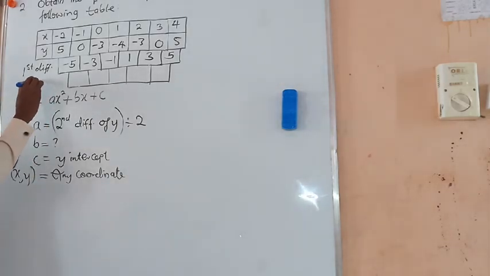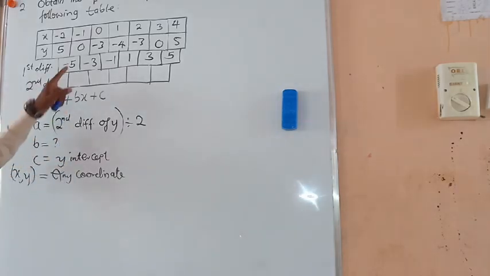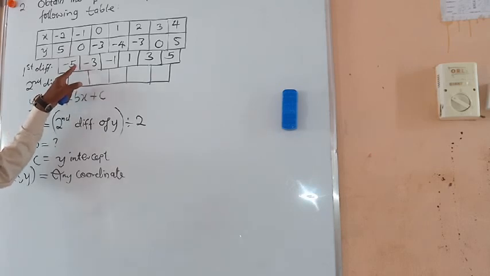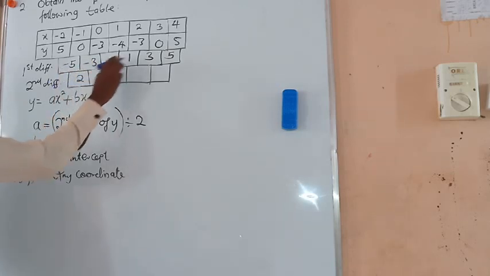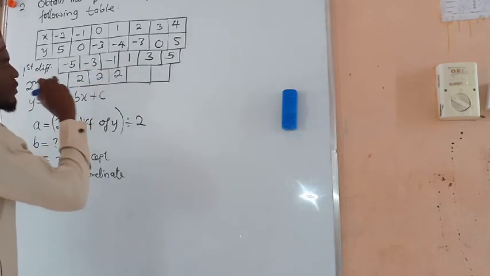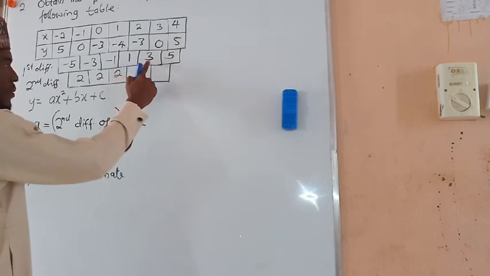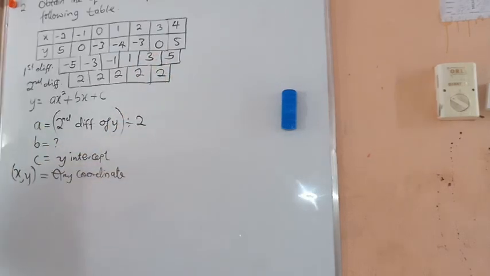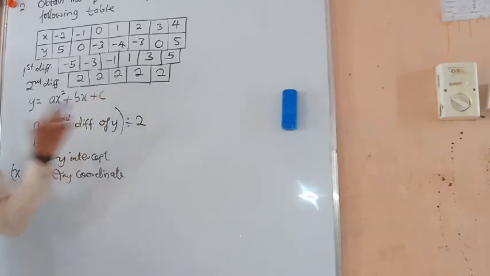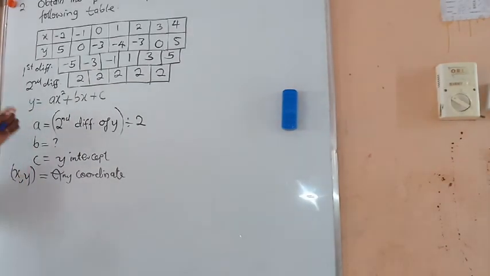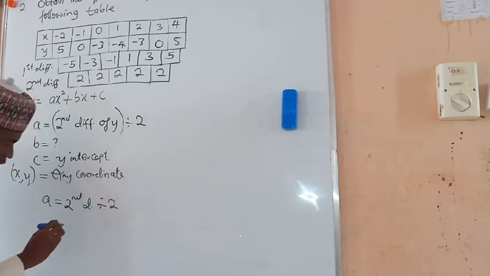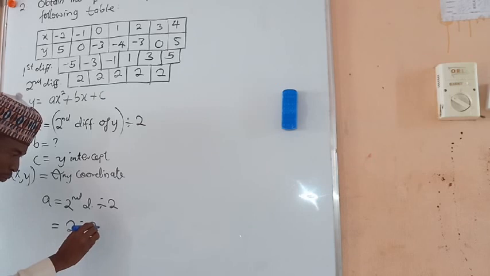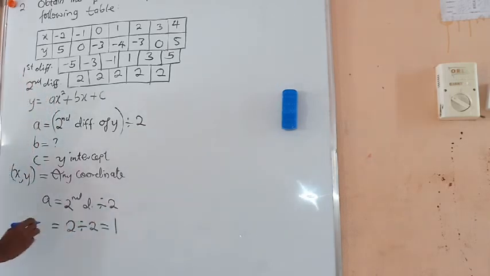Then we have to obtain the second difference. This number plus a particular number is equal to plus 2. And here, plus 2. Then here, plus 2. So now if you observe, the second common differences are all the same. In order to obtain a, you take one of the second difference values divided by 2. So a is equal to the second difference divided by 2, which is 2 divided by 2, which is equal to 1. So the value of a is now equal to 1.